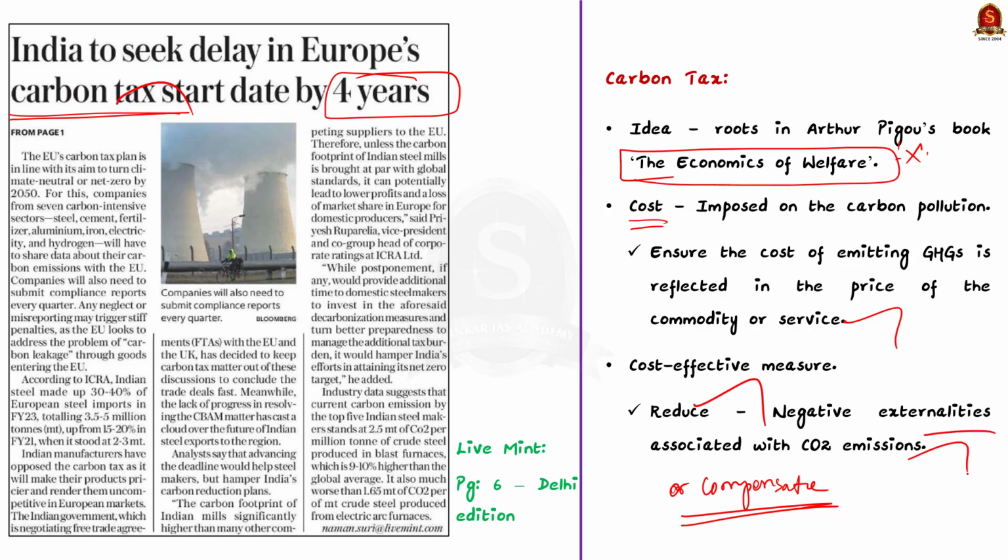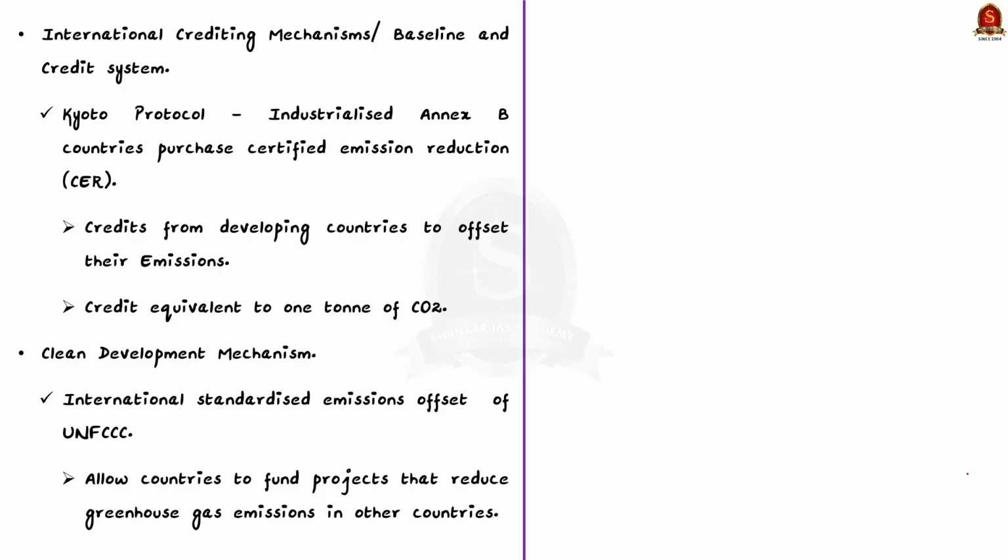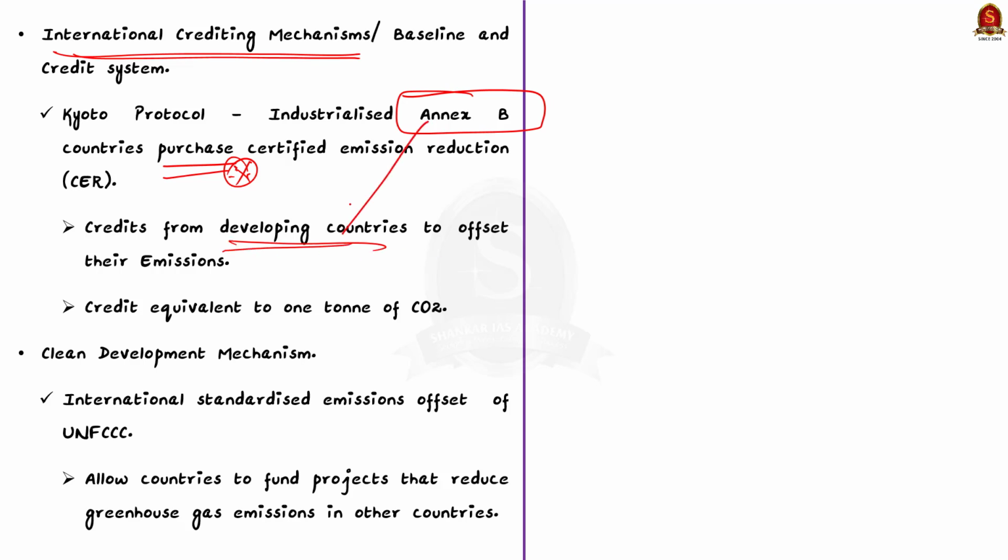Now with these basics, let us discuss carbon taxes in detail. Firstly, the international crediting mechanisms or baselines and credit system. See, according to the Kyoto Protocol, industrialized Annex B countries can purchase certified emission reduction (CER) credits from developing countries to offset their emissions. Know that it is a credit equivalent to 1 ton of carbon dioxide. Secondly, the Clean Development Mechanism. See, this is the international standardized emissions offset instrument governed by UNFCCC. It will allow countries to fund projects that reduce greenhouse gas emissions in other countries.